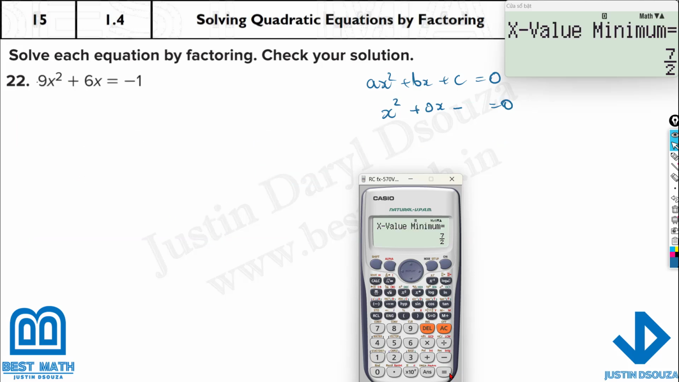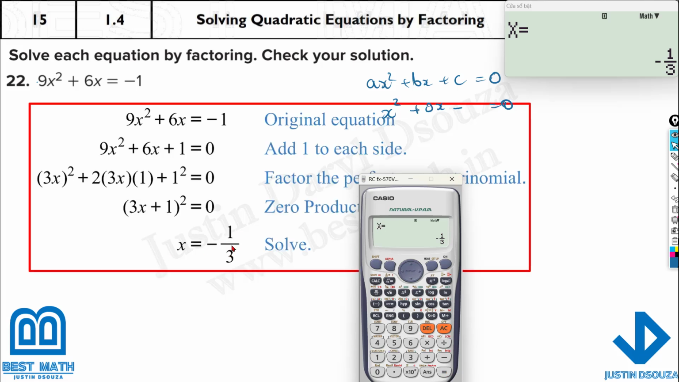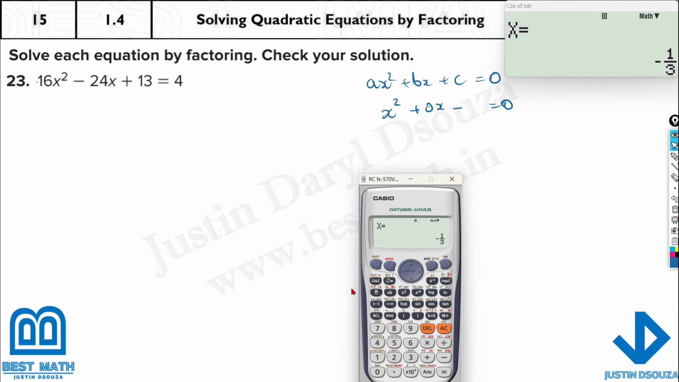Let's try this problem. You will see if there are two solutions, x1 and x2 will appear. 9, 6, and when it goes inside, it will be plus 1. Now look here, it's again a single answer only because there's only x, it's minus 1 by 3, 1/3. Let's look at this one. 16 minus 24, 13 minus 4, because we're taking 4 inside. It is again a single answer. It's only 3/4, only one solution.